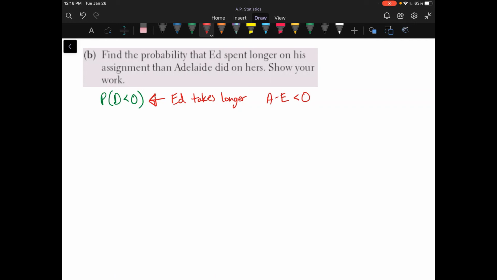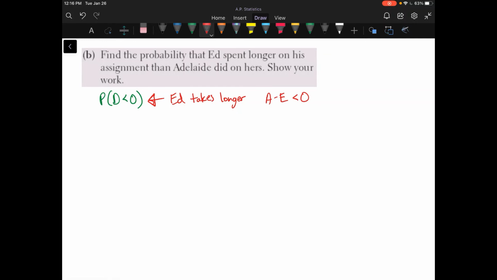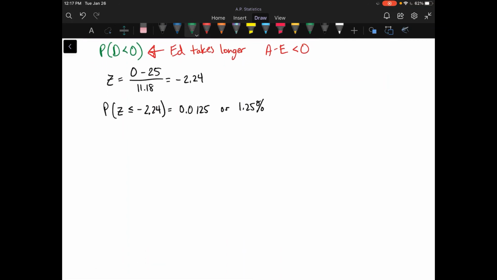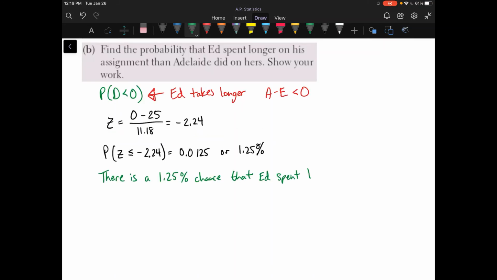To do this, we use the fact that we have a normal distribution. When you take the sum or difference of two normal distributions, we still have a normal distribution. So we will standardize 0. That means we get the following. So there is a 1.25% chance that Ed spent longer on his assignment than Adelaide did on hers. And we are done.